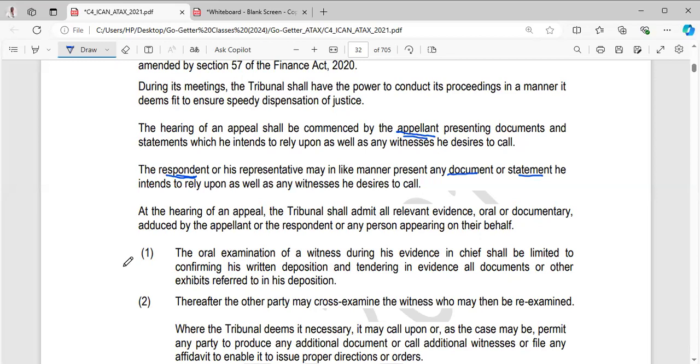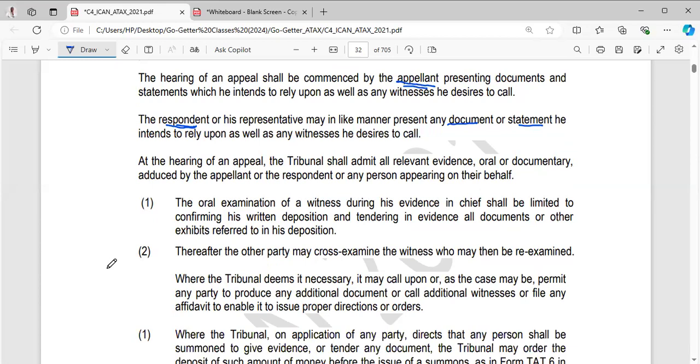Where the tribunal deems it necessary, it may call upon or permit any party to produce additional documents or call additional witnesses or file any affidavit to enable it to issue proper directions or order. Now that's at the discretion of the tribunal. So you see here, oral evidences are admitted apart from written evidence. The party that is called as a witness will examine and cross-examine.